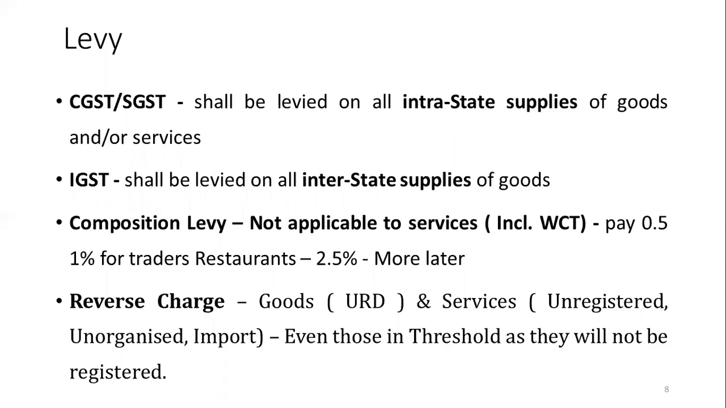And IGST means integrated GST. It shall be levied on the interstate supply of goods. If we sell that product to different states, from West Bengal to UP, Jharkhand or Bihar, then we will charge the IGST.